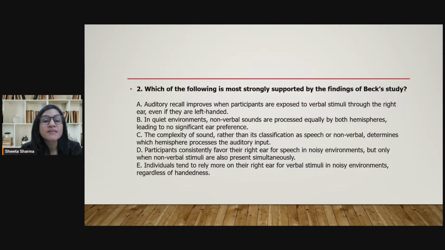Is it C, complexity of sound rather than its classification as speech or non-verbal determines which hemisphere processes it? Isn't C the best choice? B says quiet environments, non-verbal. We don't know about what happens in quiet environments. Rather, he did focus on noisy environments, right? So C is the correct answer.